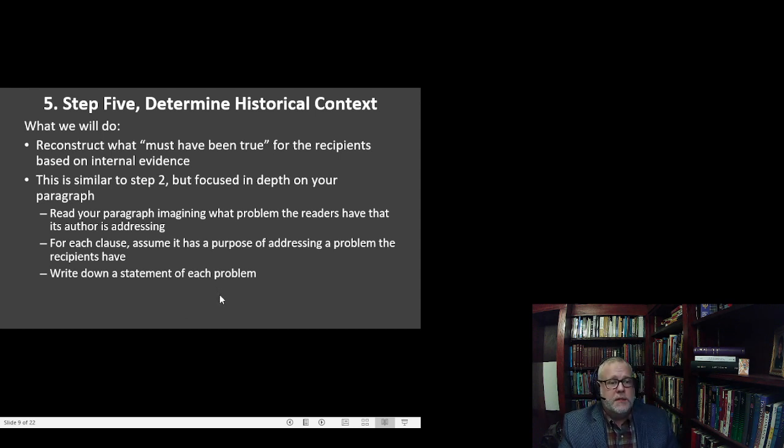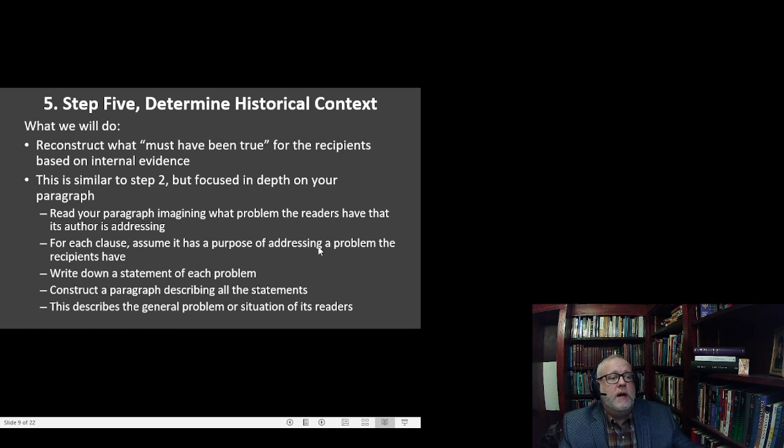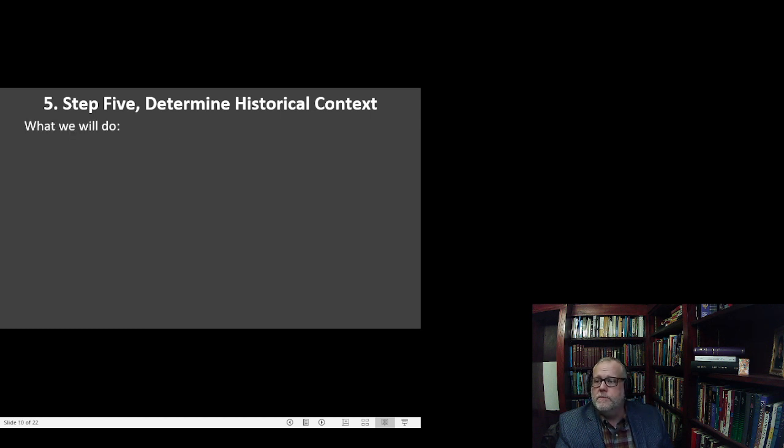Now, to be certain, this step has a little bit of guesswork in it, and you're going to be comparing this thing with other evidence, and eventually you can let go of the things you can't find evidence for. But you want to do this internal evidence because this is coming from the book as opposed to coming from scientific research. So you're going to be combining both of these in your statement. Write down a statement of each problem. Construct a paragraph describing all of the problematic statements. This describes the general problem or the situation of its readers. It's a plausible problem or general situation of its readers.